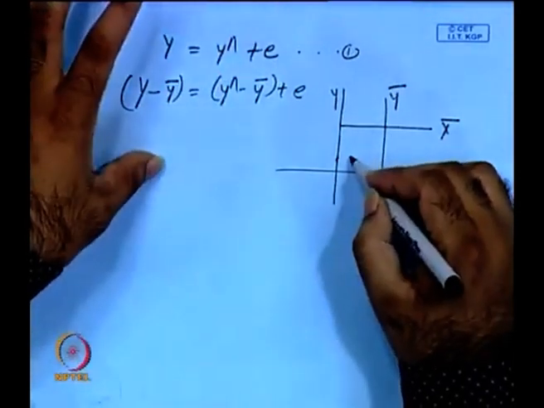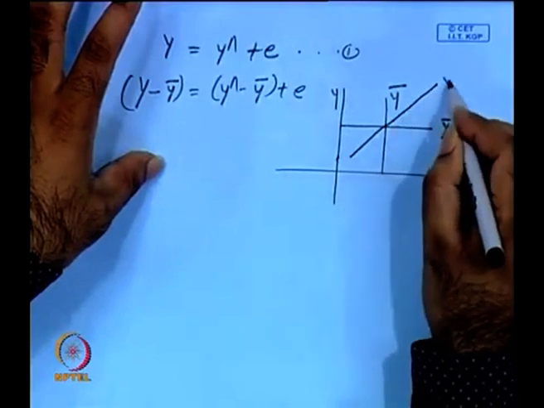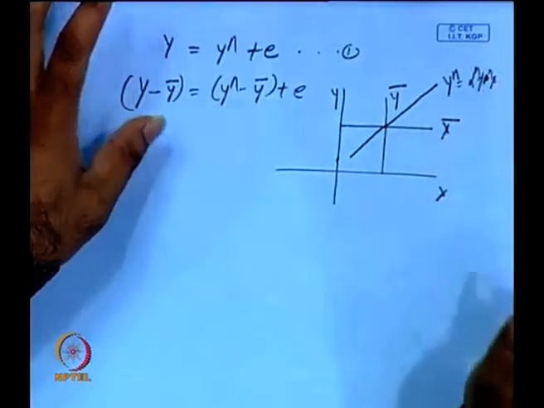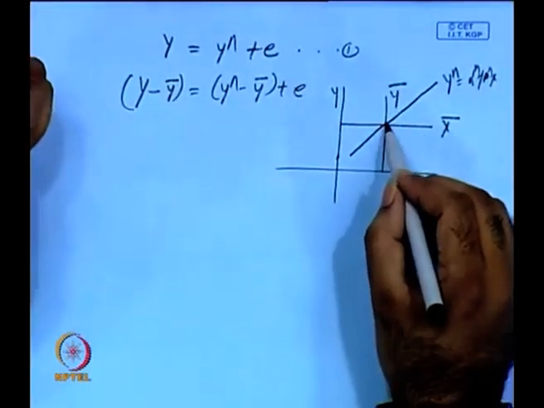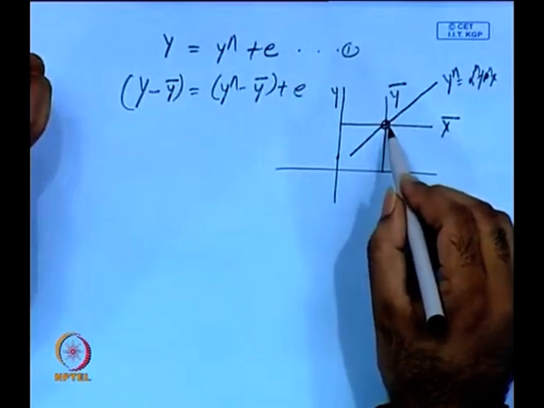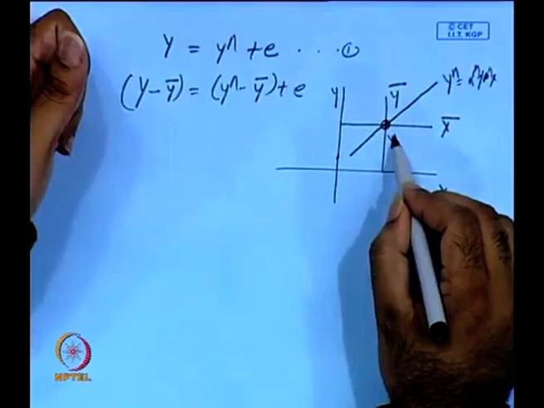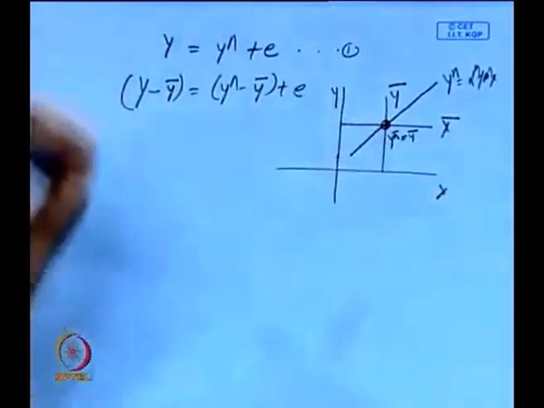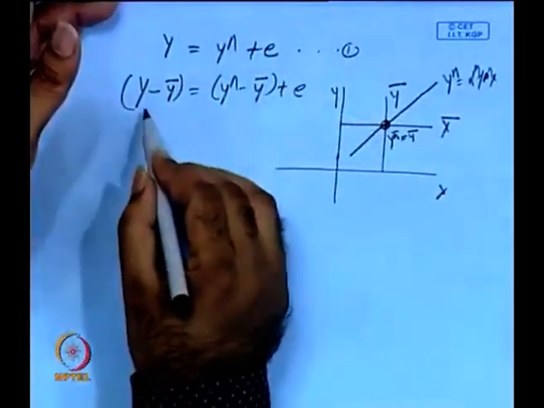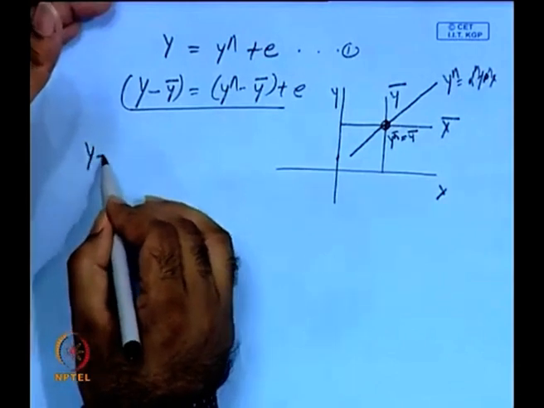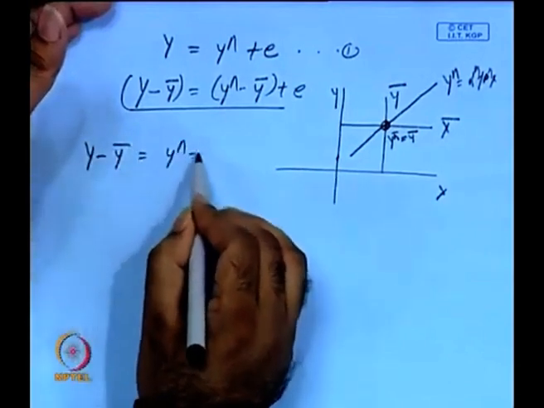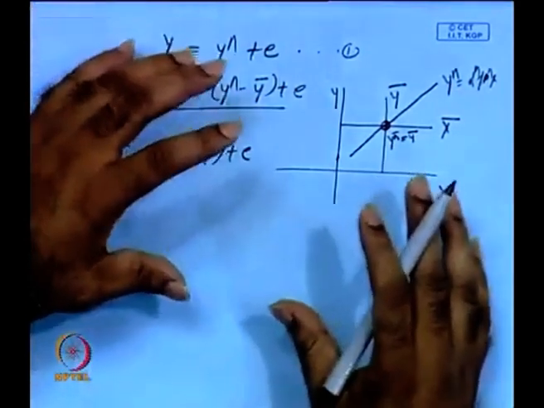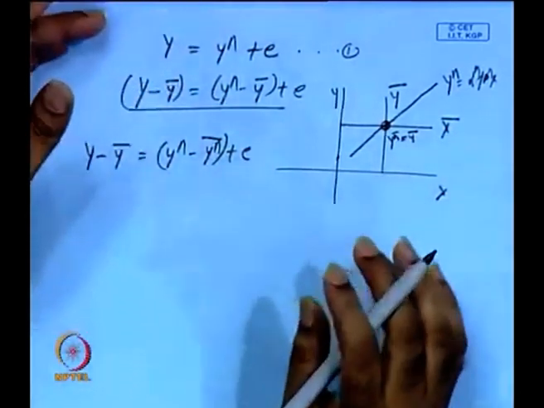Now, let us assume that this best fitted line can be represented like this: y hat equal to alpha hat plus beta hat x. This particular point is very relevant, because at this point y hat bar is exactly equal to y bar. That means this entire representation we can write like this: y minus y bar is equal to y hat minus y hat bar plus e, because y bar and y hat bar are equal at that point of equilibrium. So, it is not an issue.